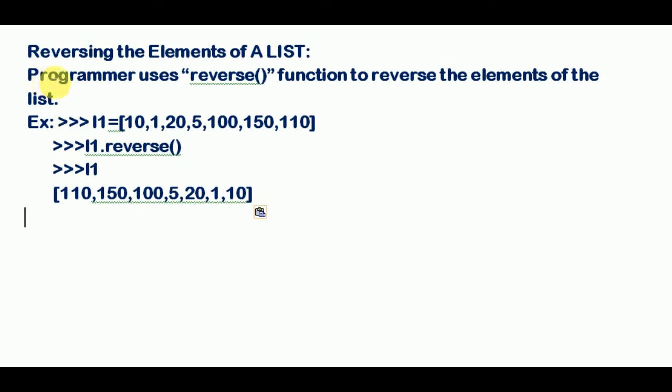So in reversing the elements, the programmer uses the reverse function to reverse the elements of the list. So here we have one list and L1 dot reverse, and we got the reversed list. Okay, so here 110 is the last element and here is the starting element.